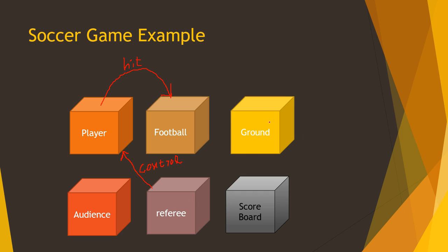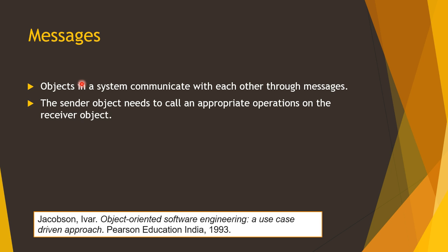And what is the interaction of the ground with other objects? Of course, a ground can contain all of these objects. So, in simple words, every object has some interaction or relationship with the other object in the system. Now, the question is how one object can interact with the other object. The answer to this question is through messages.